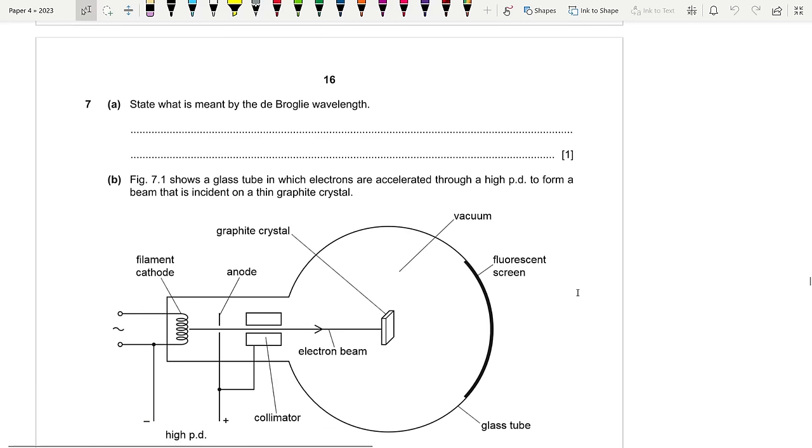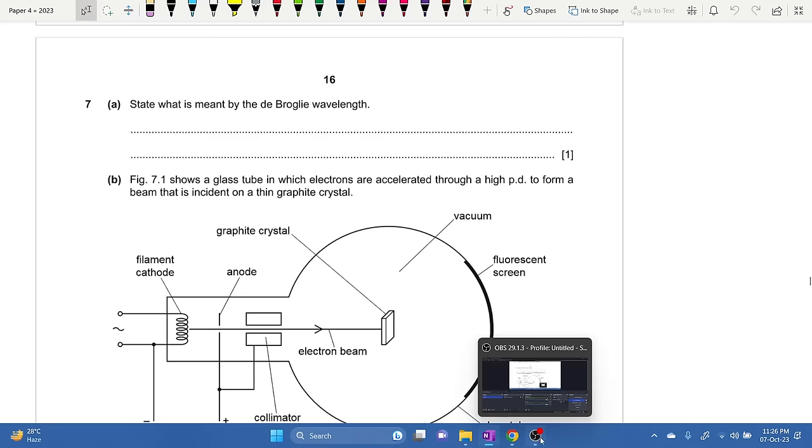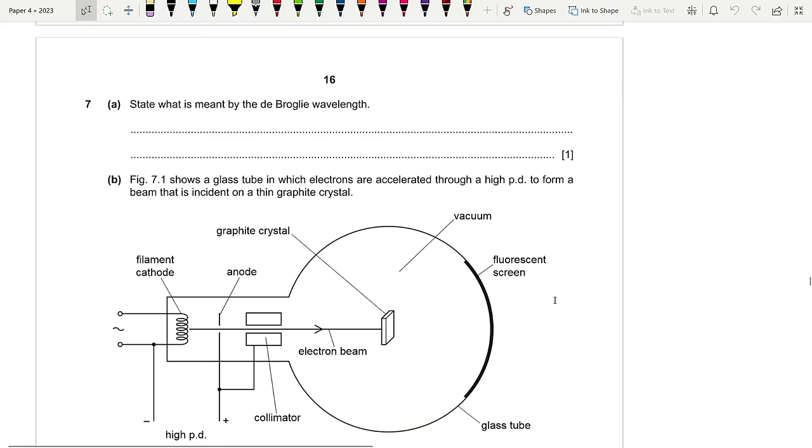Okay, so what is meant by the de Broglie wavelength? Basically, we know that the formula for the energy of a photon is E is equal to hf. And there's another relationship between wavelength and momentum. All moving particles have a wavelength. Okay? So the wavelength associated with the moving particle is called the de Broglie wavelength. So the relationship is lambda is equal to h by p. That means they are inversely related. So let's write down the answer.